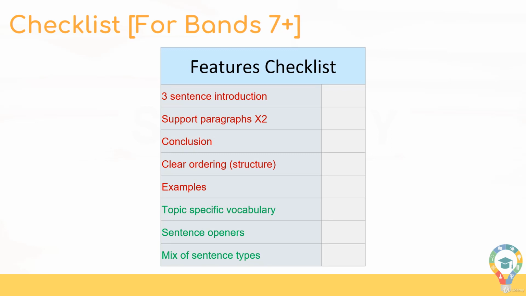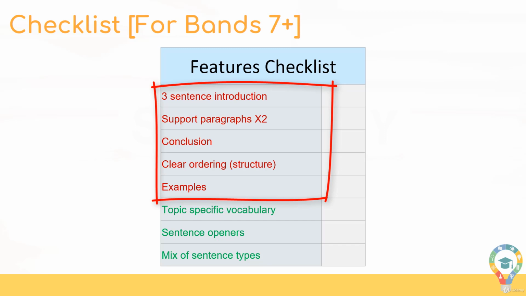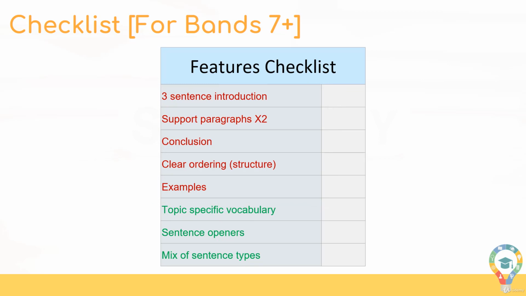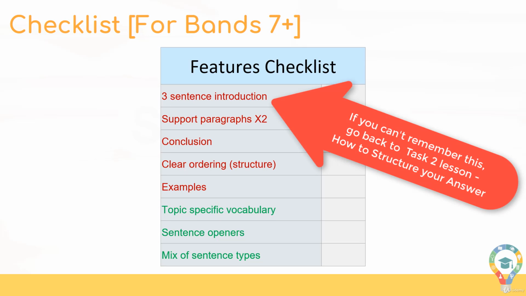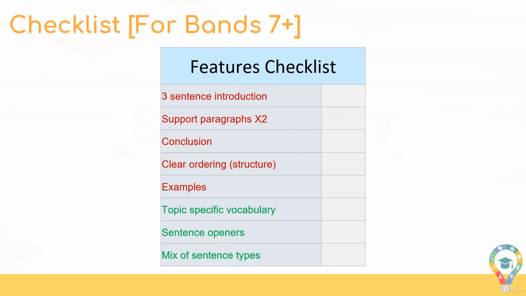In red, we have our task achievement and cohesion and coherence features. And underneath in green, we have vocabulary and grammar. Let's take a look from the top. So we have, as I taught you in an earlier lesson, the 3-sentence introduction. Then we have our 2 support paragraphs where you'll be adding all your detail. And of course, a conclusion, whether that's 1 sentence or 2, depending if you need to give your opinion.